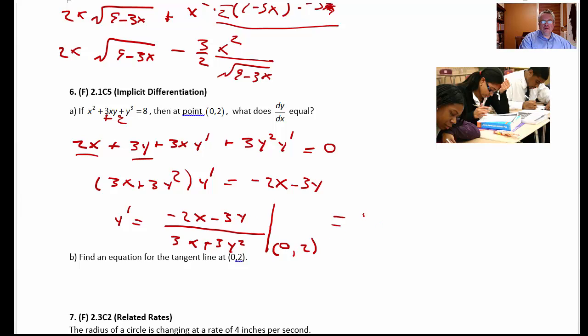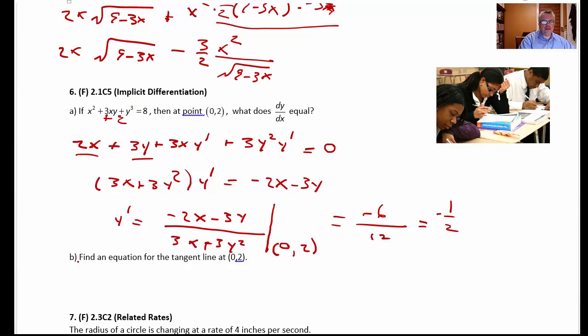So the numerator, that would give me negative 6. And in the denominator, that should give me 12. So altogether, I get minus a half. Man, I hope everything went right. So that's the slope at that point.